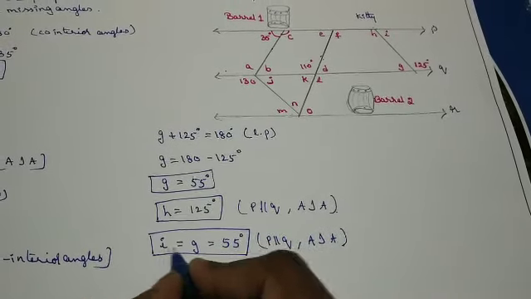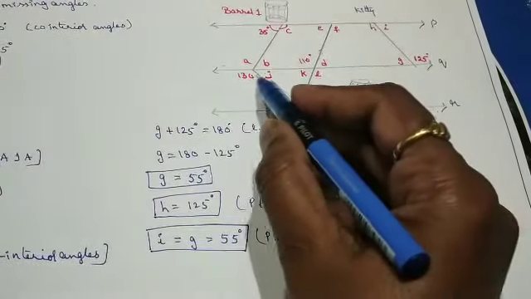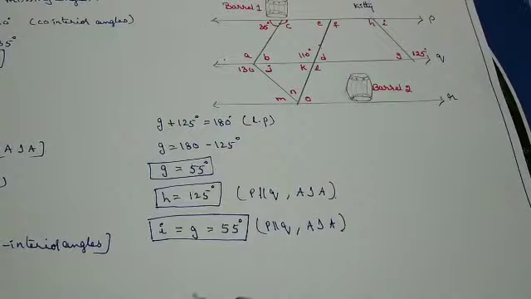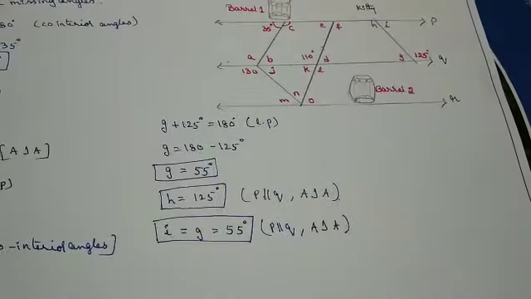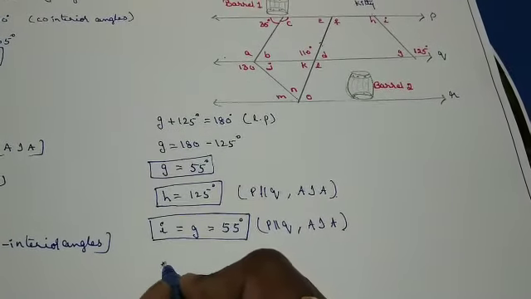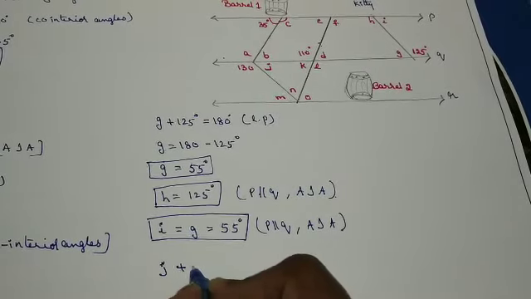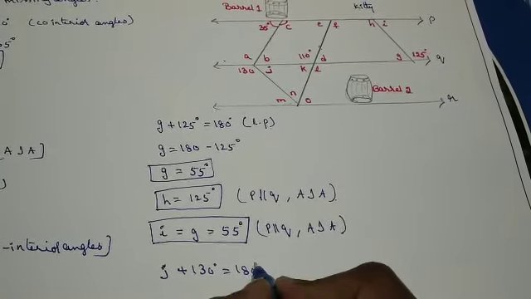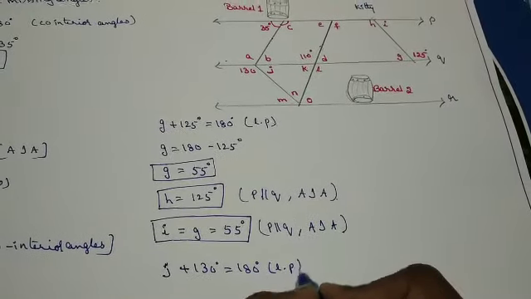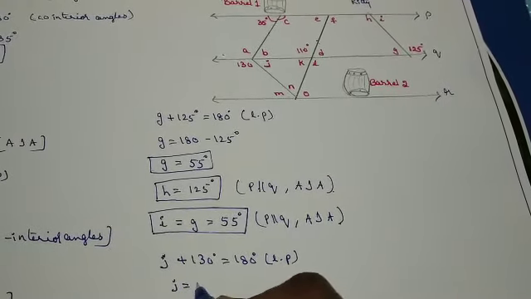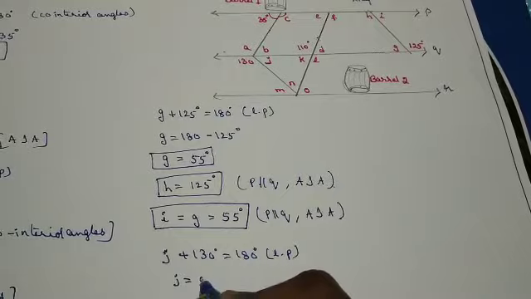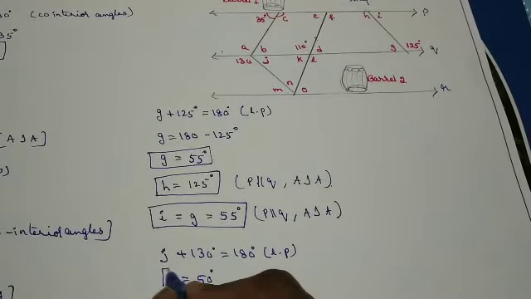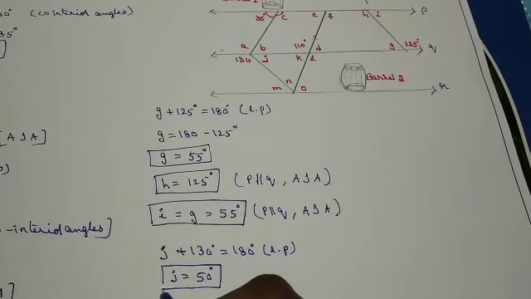Now I'll go with the J. J, how it is related with the 130 degree? Yes, linear pair. Then J plus 130 degree equal to 180 degree. Reason? Linear pair. Then J equal to 180 minus 130 is 50 degree. So I got J. K.